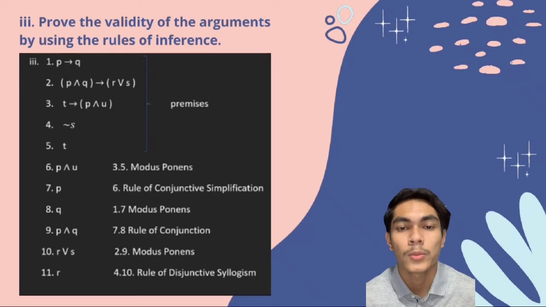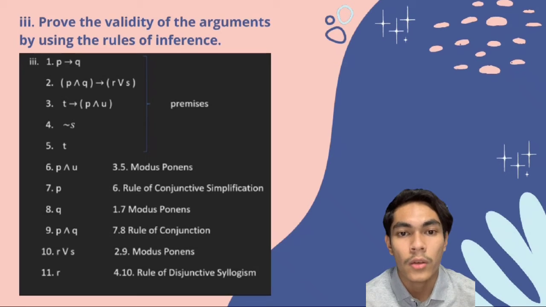Rule of conjunction. For example, we have premise P and premise Q. We can combine them using AND and what we get in the conclusion is P and Q. The last one is the rule of conjunctive simplification. For example, when we have premise with AND, which in the example we have P and Q, we can select one of these, which is we can choose P or choose Q.